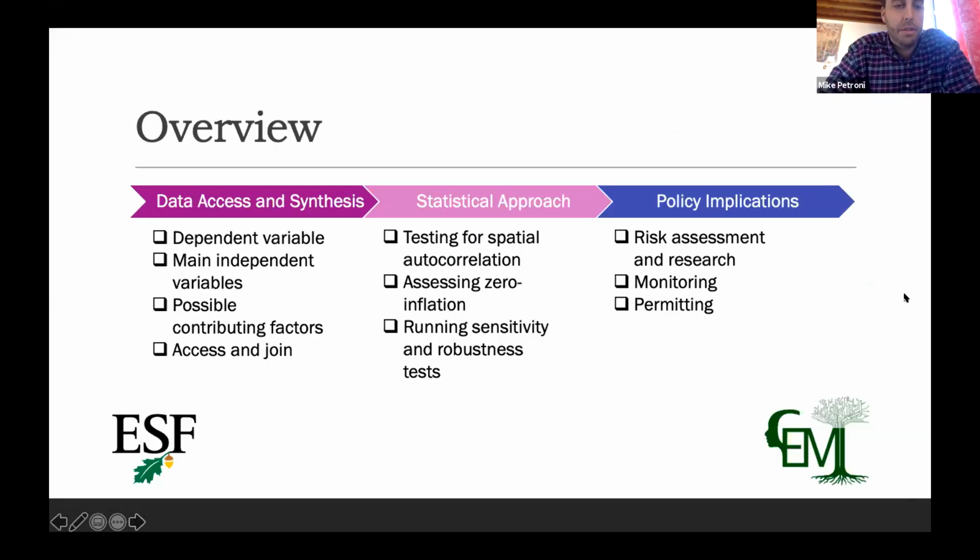So I'm going to briefly go through the steps of this project, from the data sets that we pulled together for this analysis. Sorry if I cut out there. We're going to go through data access and synthesis, our statistical approach, and then talk about policy implications, because we did find an association between chronic hazardous air pollutant exposure and increased levels of COVID-19 mortality.